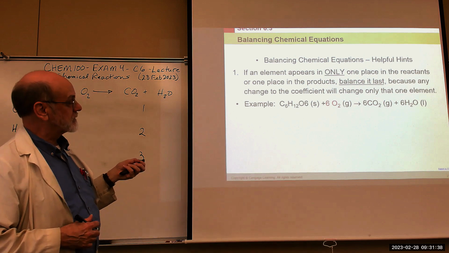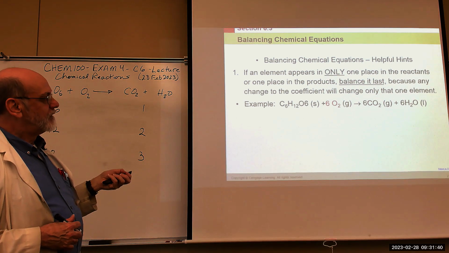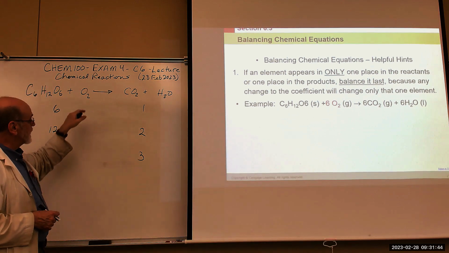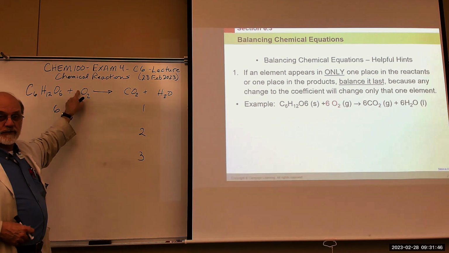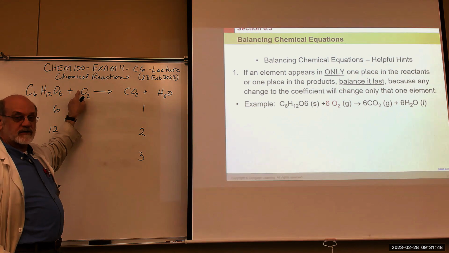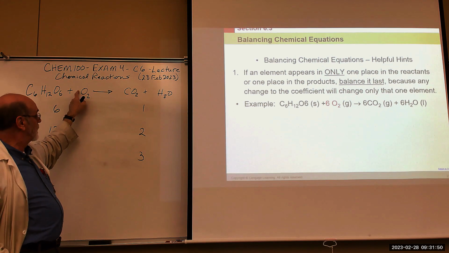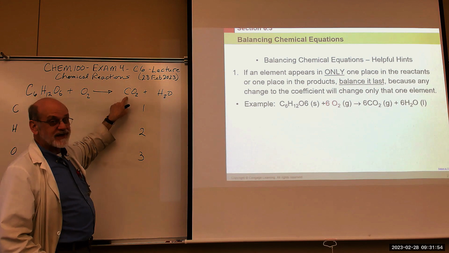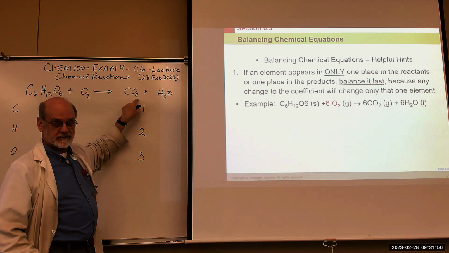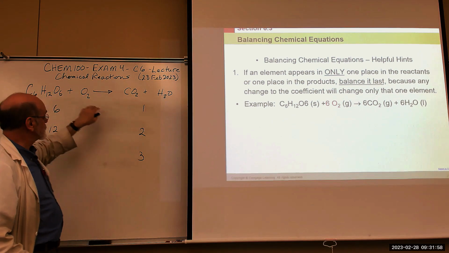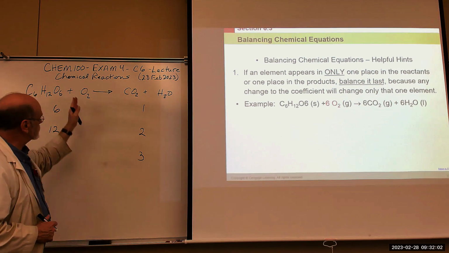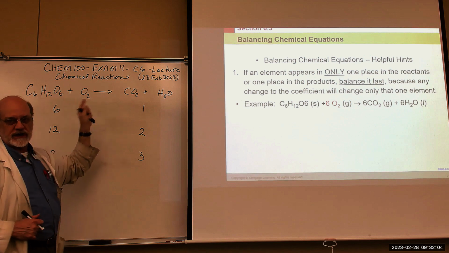This is your first hint. You want to save that one till last. The reason being, when you put a coefficient in front, it has an effect on everything that's in the compound. So if you put a coefficient in front of this one, it would change the number of carbons and the number of oxygens. Okay, so you save this one till last because once you need to put a coefficient in front of this one, that's the only one it changes.